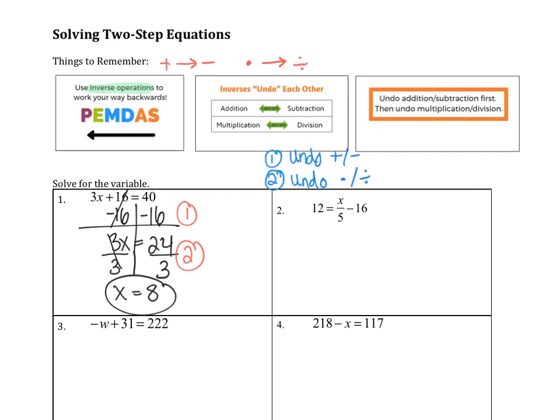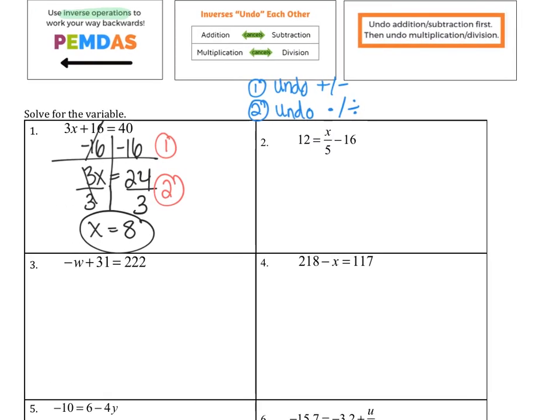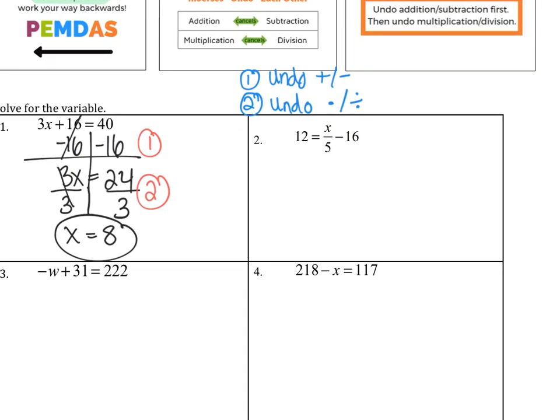So let's try the next one, number 2. In number 2, we have 12 equals x divided by 5 minus 16. Look at the part that is with the variable and start to solve there. We have minus 16, so I'm going to get rid of that first by adding 16 to both sides of my equation. Put a line down the middle of your equal sign if you're having trouble with that. When I do that, I get 12 plus 16, which is 28, equal to x divided by 5.